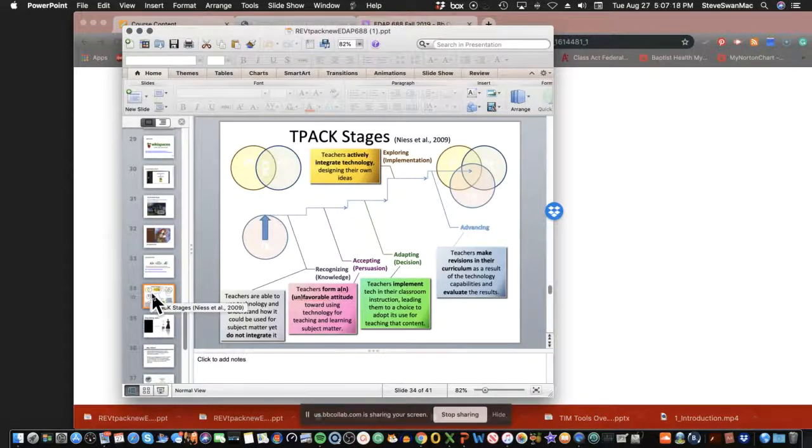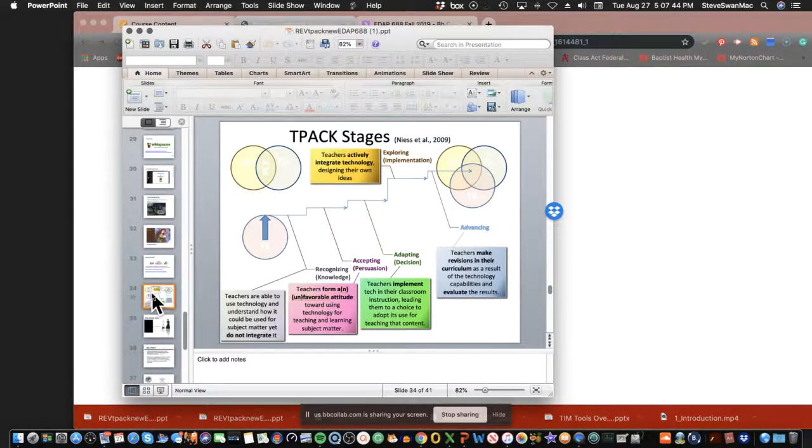So these are the TPACK stages. And boy, do I know these. This was my job in Jefferson County Public Schools. Didn't even know TPACK back then. And when I finally got around to learning TPACK, it was like, oh my God, this is what I was doing, and I was doing it all wrong, and so on and so on.